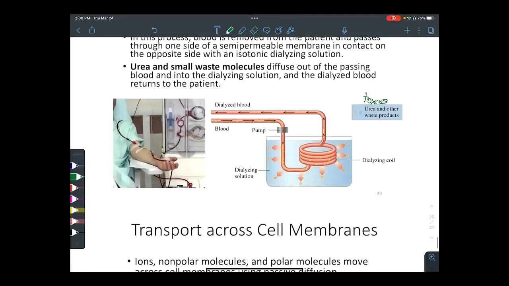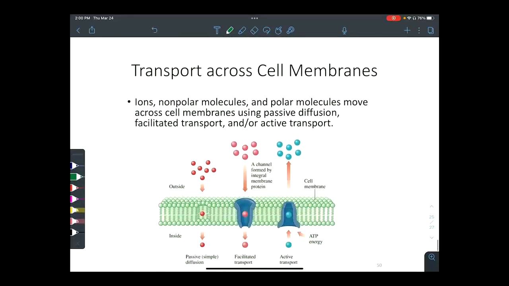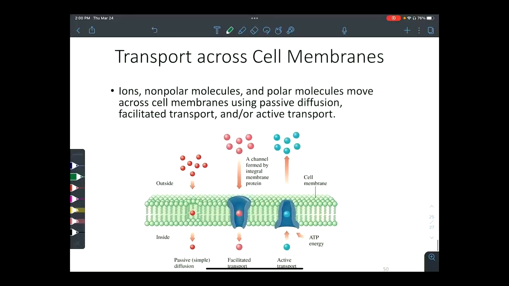Diffusion. All right, so the idea is that we can move molecules, like in dialysis, water through semi-permeable membranes, but our cells also move molecules in and out of the cell. The cell needs to decide, okay, I need more sodium ions, I need more glucose molecules. So how does a cell do that?